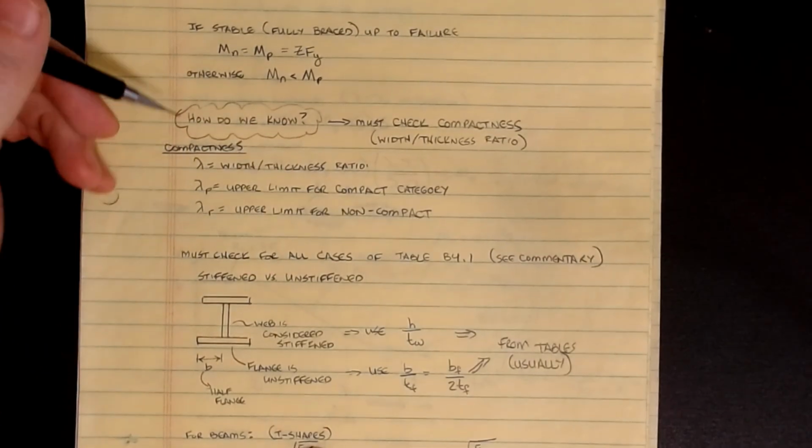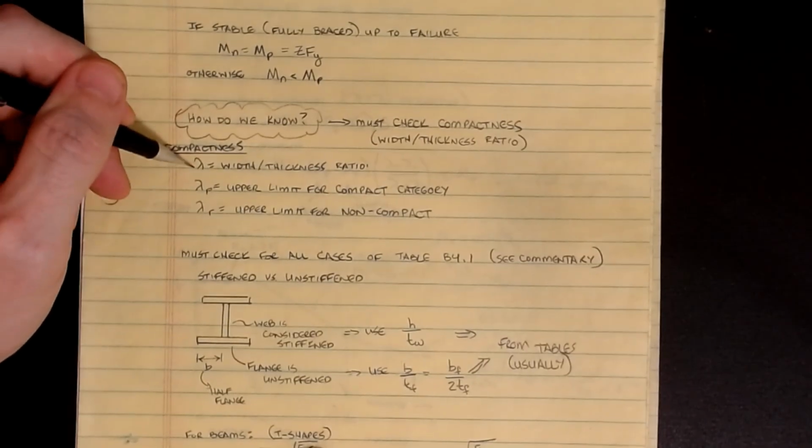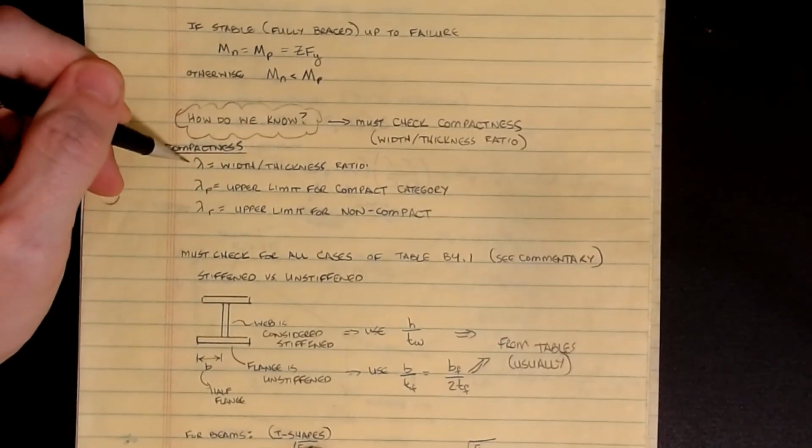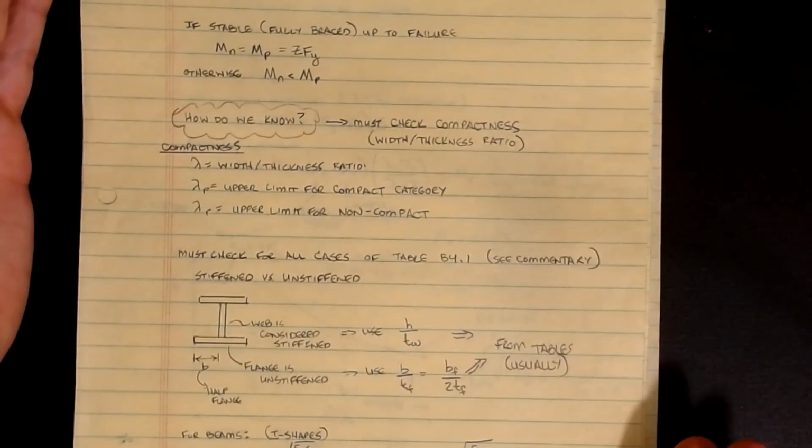And our challenge is to figure out where this guy is in relation to these two. Is he less than lambda p? Is he between lambda p and lambda r? Or is he greater than lambda r? Okay, now you're kind of looking at me going, well, what in the world does all this mean?